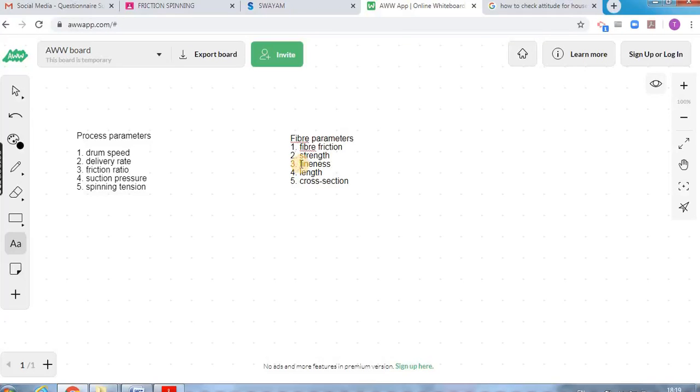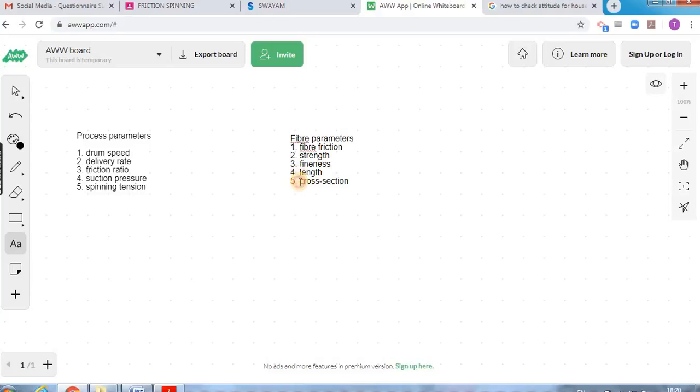Then fiber fineness. As friction spinning is meant for very coarse counts, the finer the fibers, the more fibers you can accommodate in the cross section, and ultimately my yarn quality will be better. Only the fourth one is fiber length. Actually, longer fiber length is not going to improve your yarn characteristics. In a negative way, with longer fiber length there is a formation of loops in the friction spun yarns, as we have already discussed. So fiber length is not going to influence the yarn properties.